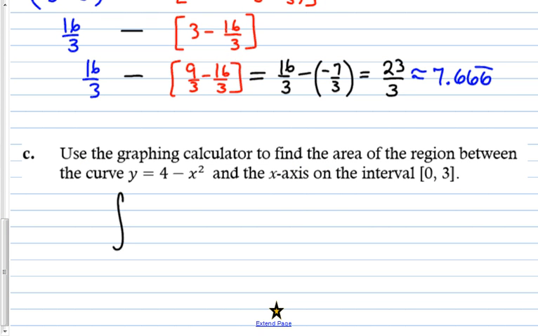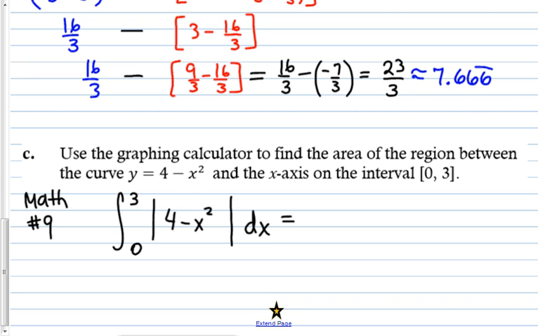On the calculator, you're simply going to do math number 9. This is for the TI-83s, right? Math number 9, which is indefinite, which is integral. The little symbol will come out, and then you'll put 0 to 3. And then I need you to go into, I believe it's the math, and then over to number, and select ABS, which is absolute value. And these will come out. Absolute value bars, right? And then 4 minus x squared, and then don't forget the dx, and then hit enter, and you'll get your answer.